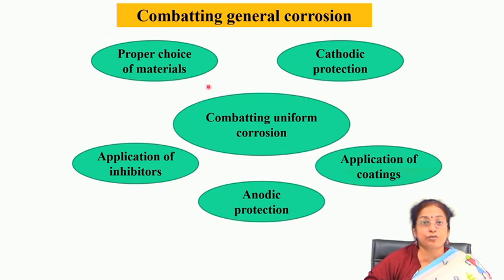First and foremost, in most cases, manufacturing engineers combat uniform corrosion by proper choice of materials. If you choose proper materials in the proper place, you will find that there will be no corrosion at all. For example, if you use stainless steel in a nitric acid containing solution, you will find that there is no corrosion at all.